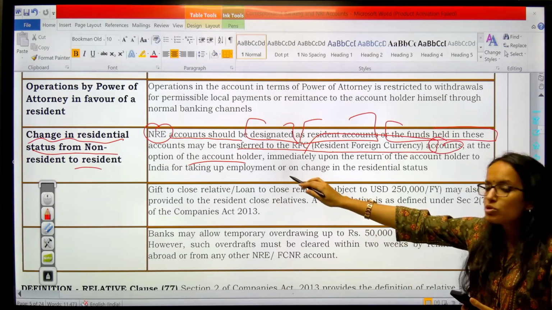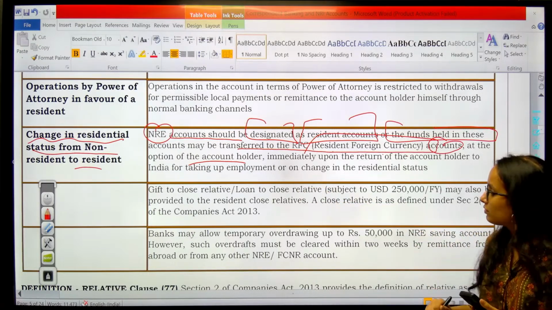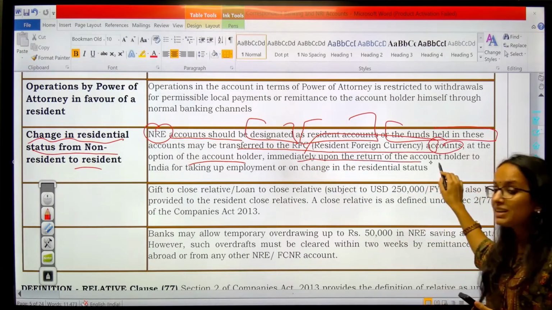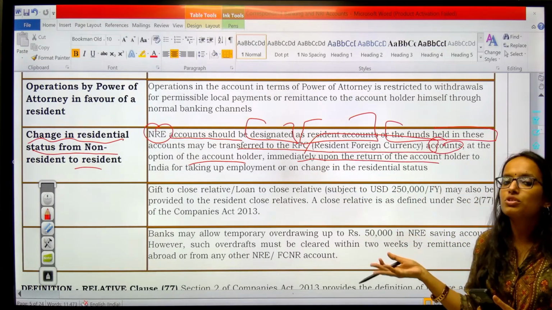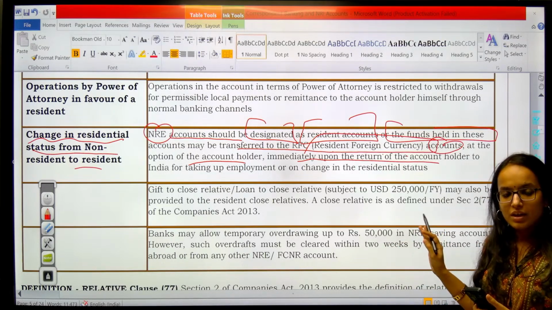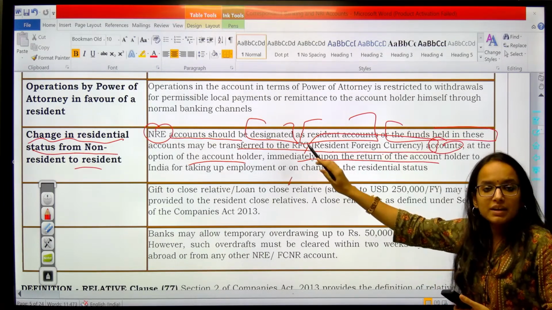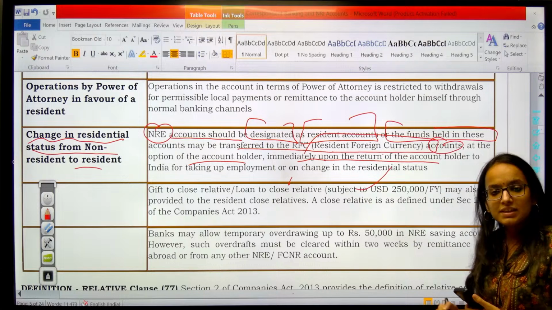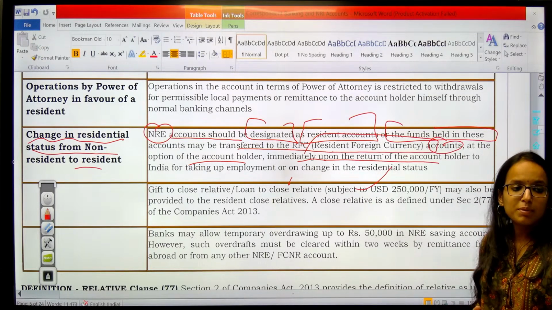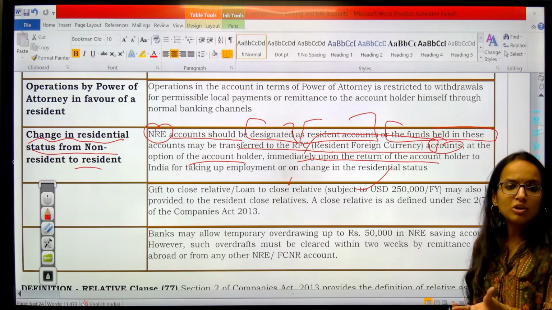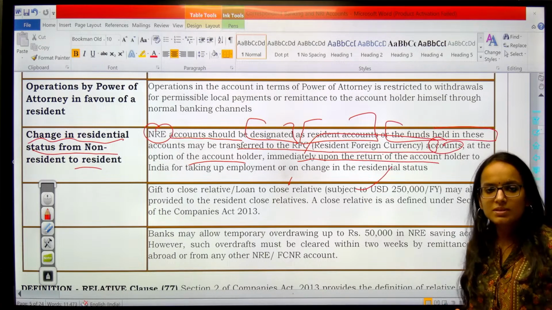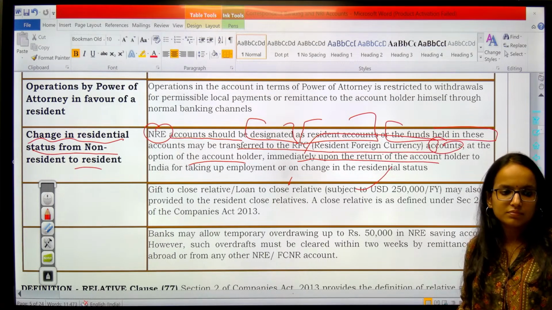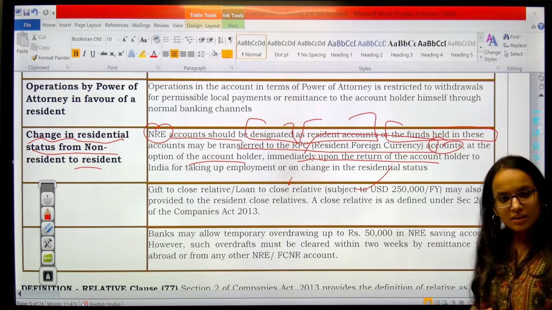Clear? At the option of the account holder, right? Immediately upon the return of the account holder, whenever he or she returns, say for taking up employment in India or change in the residential status. If he or she takes up employment in India, that would mean a long-term stay and that would automatically change the residential status. Right? So these things are clear to you.